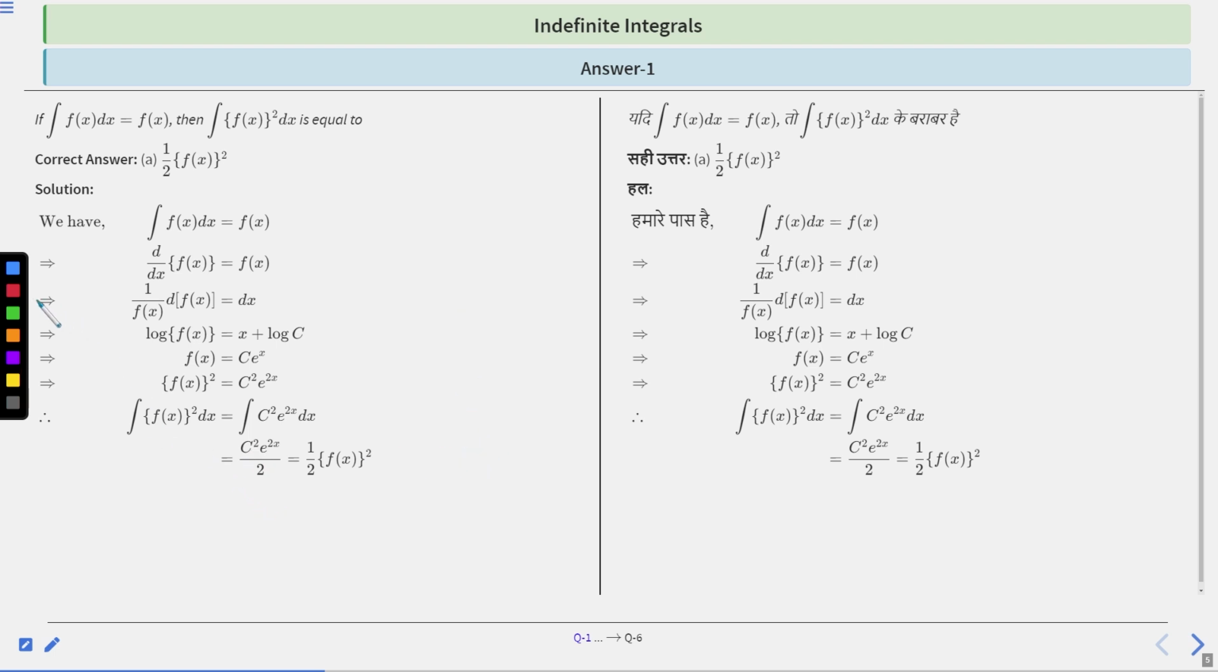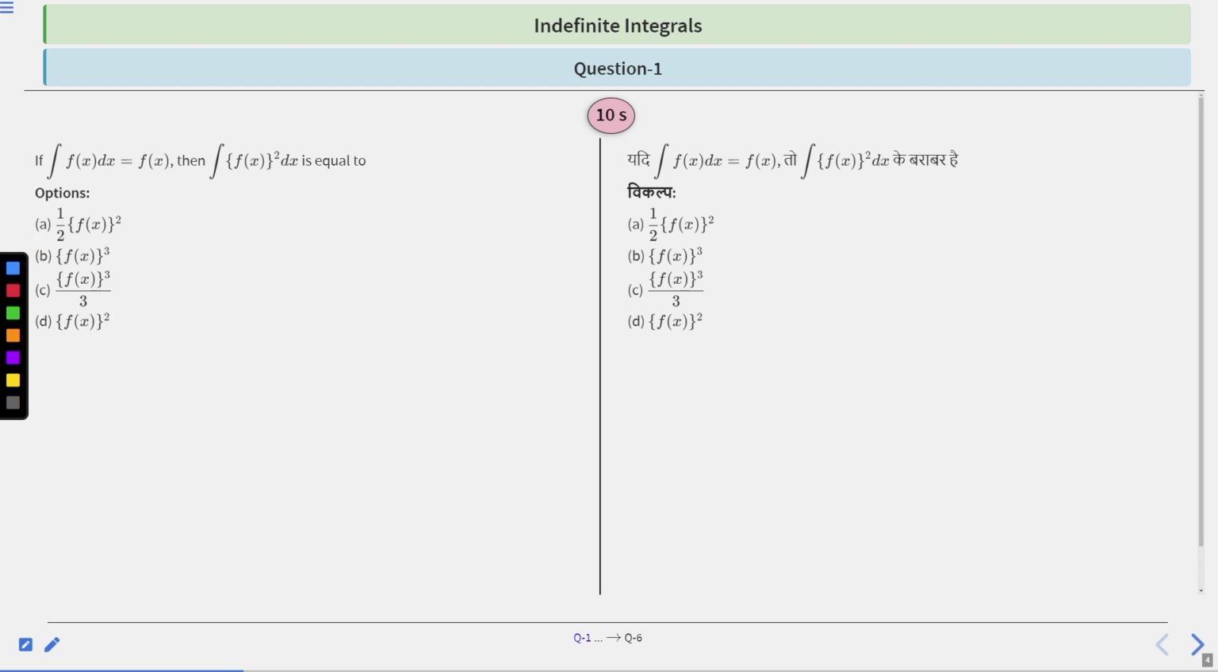Now, c into e to the power x is basically f(x), right? Because f(x) is c e to the power x. So c square e to the power 2x can be written as f(x) square, right? Therefore, the integration of f(x) square dx is basically 1 by 2 f(x) square. Clear? So I think option A is the right choice: 1 by 2 f(x) square. Got it?